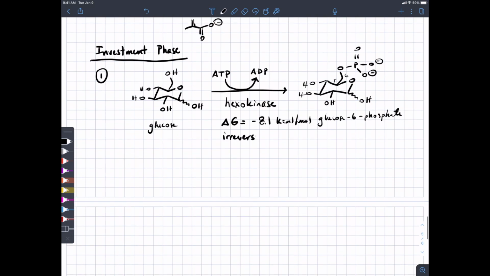So, this reaction is essentially irreversible. There is a reason why, and that is because ATP has a phosphoanhydride bond that is less stable than the phosphoester that we're getting at the end. Okay, and I want to make something absolutely clear here.